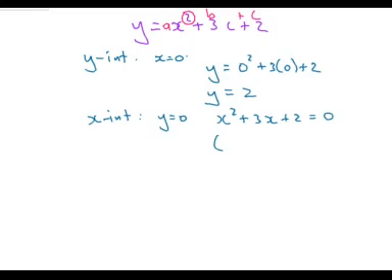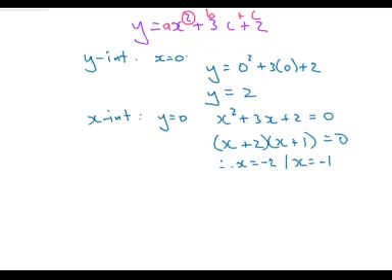We get a trinomial, which we can factorize into 2 brackets. Can you do that for me? You'll have x and x. And then you'll have 2 and 1. And then both signs will be positive. Okay. Which means x will be minus 2 or x will be equal to minus 1.